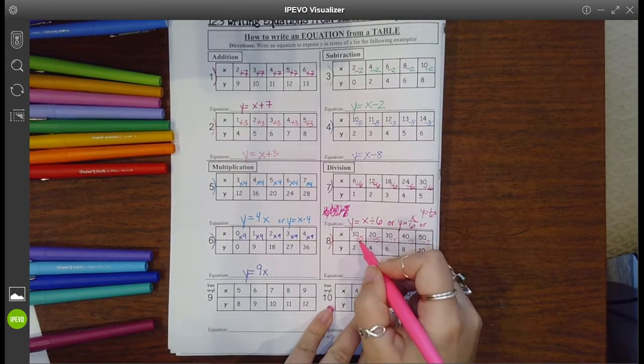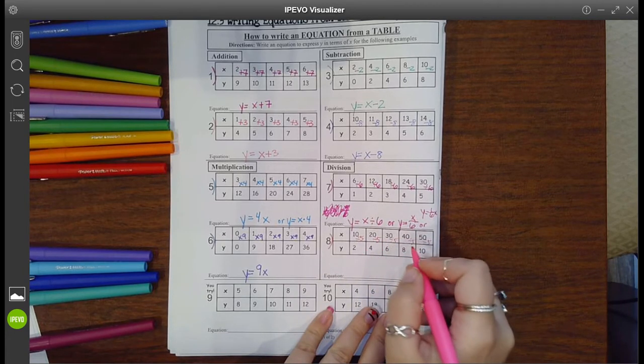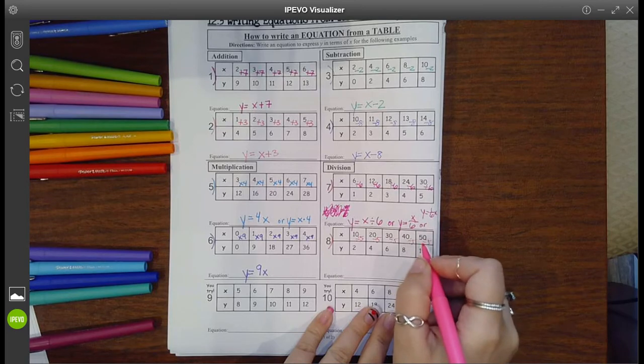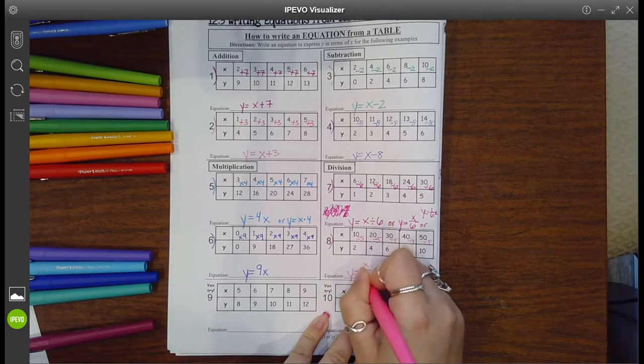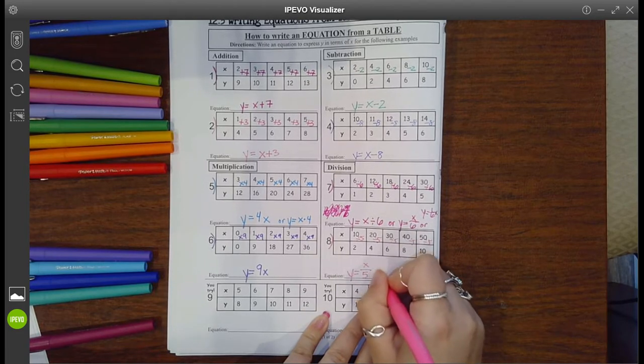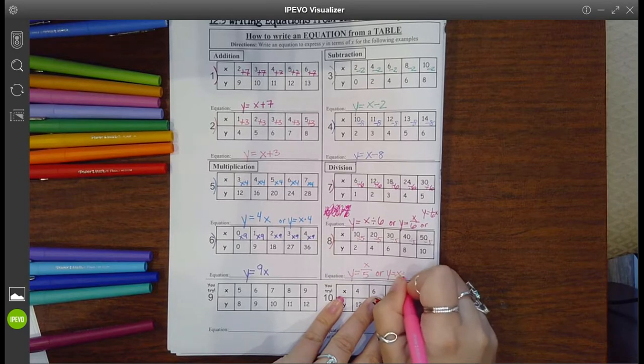Because if I go 10 divided by 5, I get 2. 20 divided by 5 is 4. 30 divided by 5 is 6. 40 divided by 5 is 8. 50 divided by 5 is 10. So I'm always taking the x and dividing by 5. And that's saying the same thing as x divided by 5.